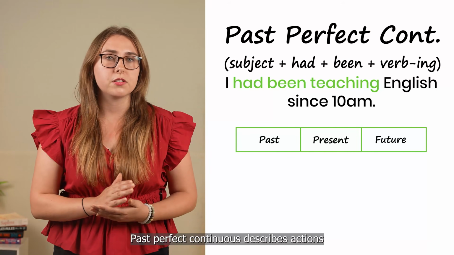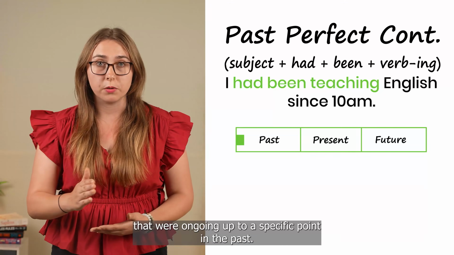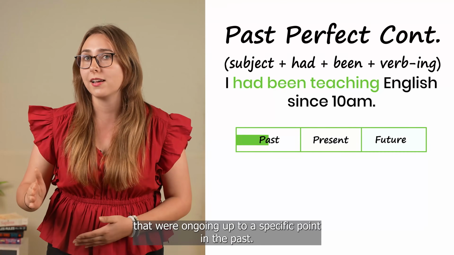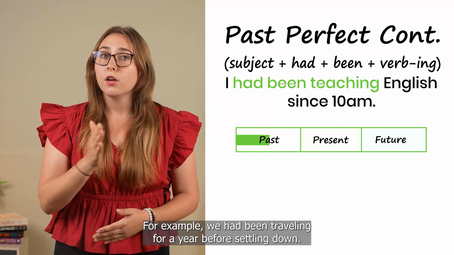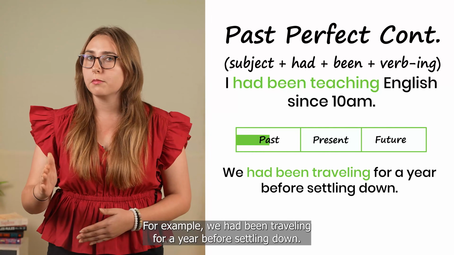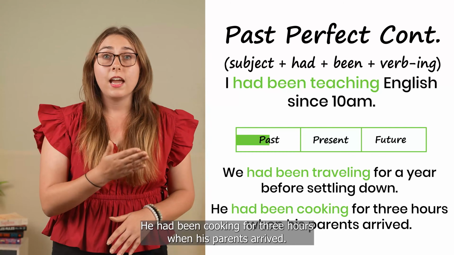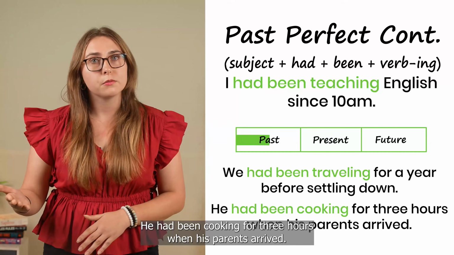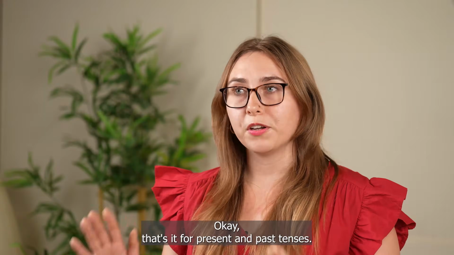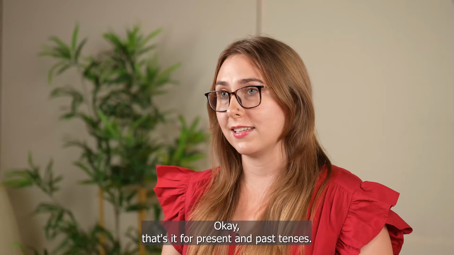Past perfect continuous describes actions that were ongoing up to a specific point in the past. For example, we had been traveling for a year before settling down. He had been cooking for 3 hours when his parents arrived. Okay, that's it for present and past tenses.